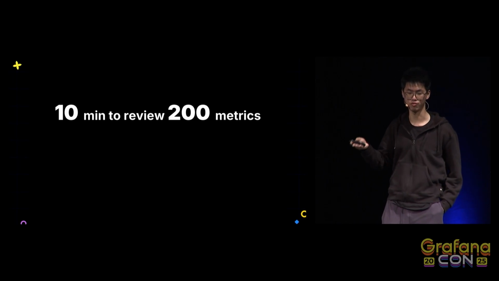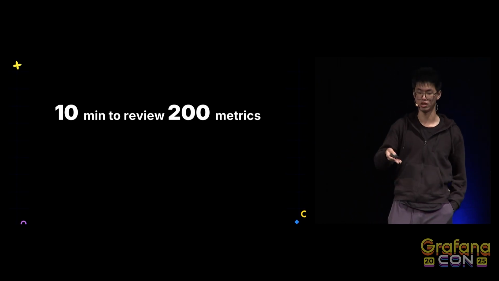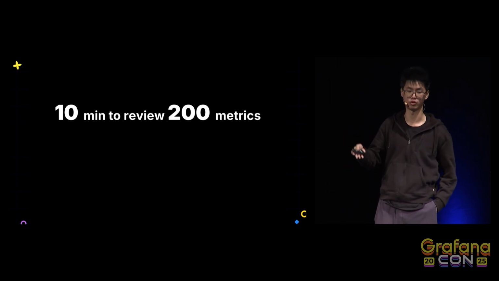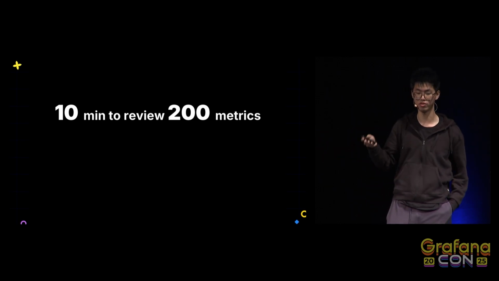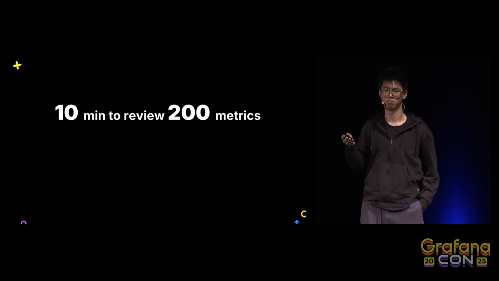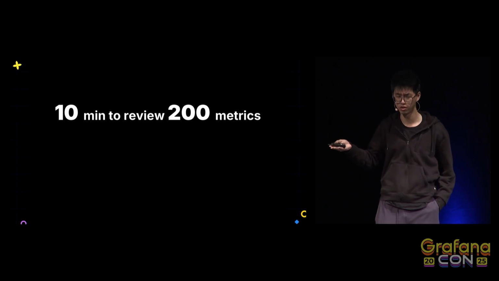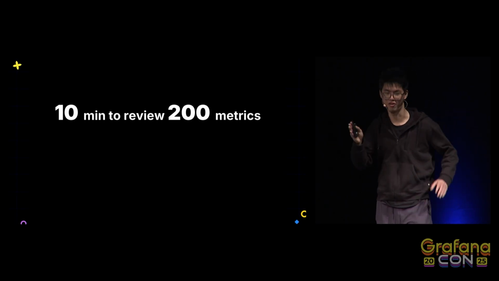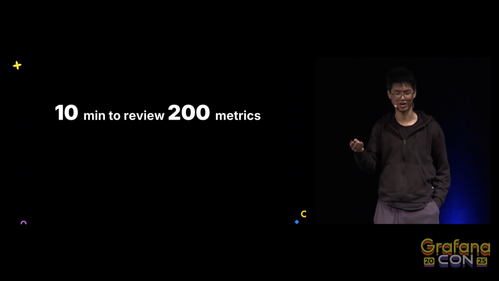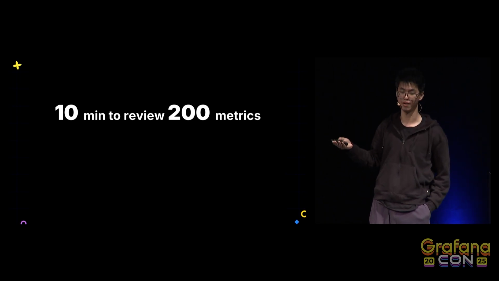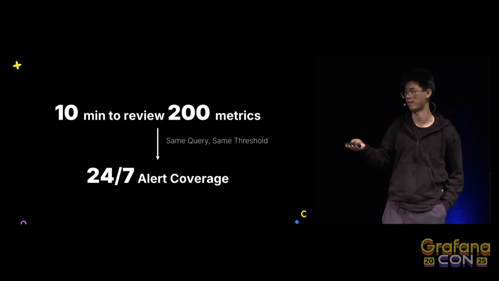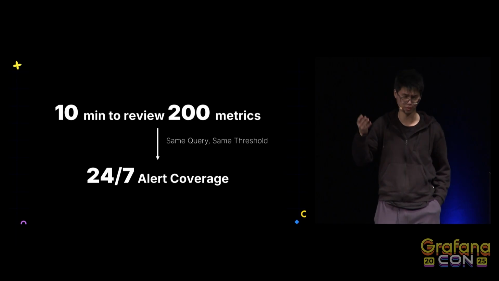So our devs, after proper training, can review 200 metrics in about 10 minutes. And that makes it possible to always keep an eye on everything that's important. Before this, it would have taken hours or maybe never. And with the solid thresholds, we actually set up alerts for every metric. So we have 24/7 coverage, not just when someone's logging in.